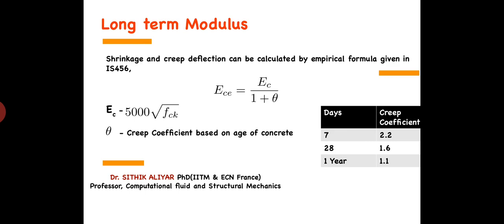So for that, the long term Young's modulus depends on a formula: EC by 1 plus theta. So we will divide the 5000 root of FCK value by 1 plus theta. We will get a higher deflection. It depends on the theta value. Theta value is 2.2, 1.6.